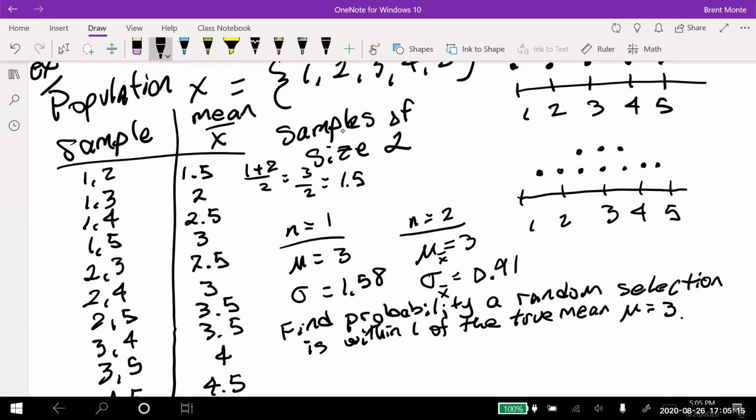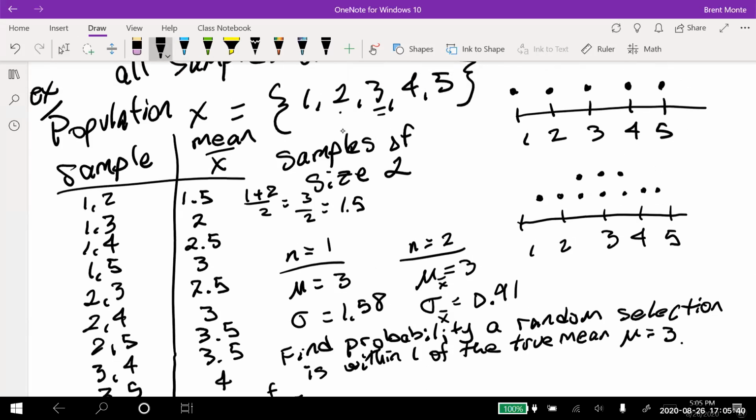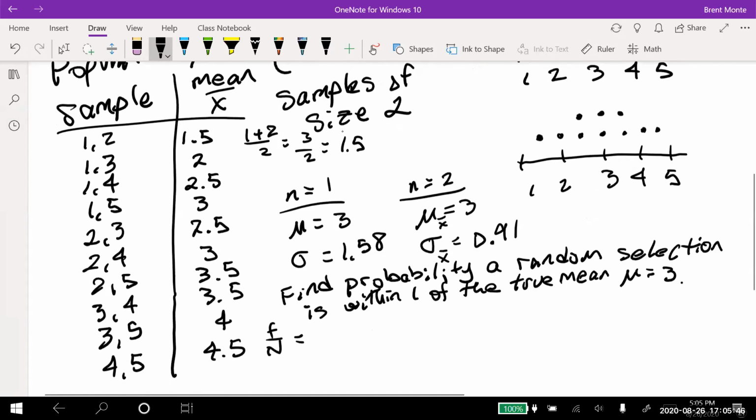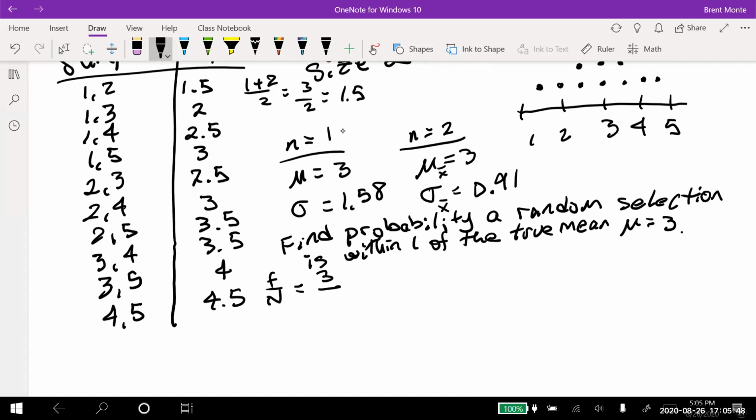So remember, in our initial population for n equals 1, I'll just put it down in this line here under n equals 1. What we're going to find is the chance that x is within 1, we can calculate that just using our f over n rule. Remember, the mean was 3. Well, within 1 could only be 2, 3, or 4. So 3 of the 5 numbers were within 1 of the true mean of 3. So we had 3 out of 5, which was 0.6.